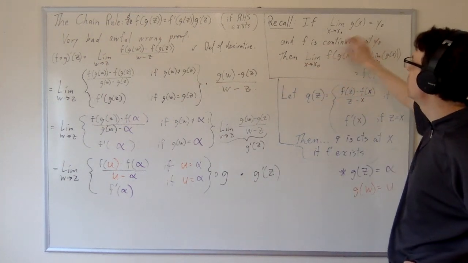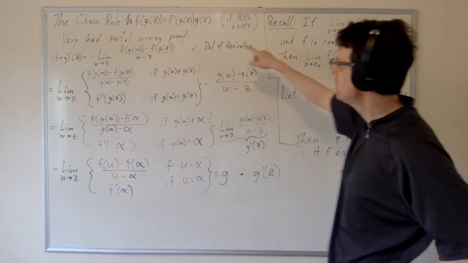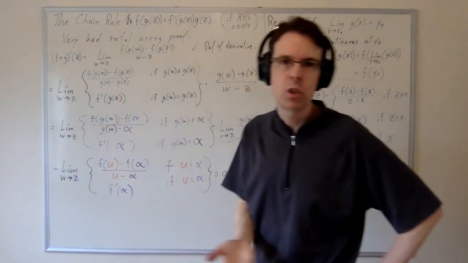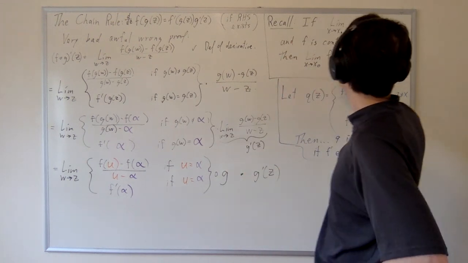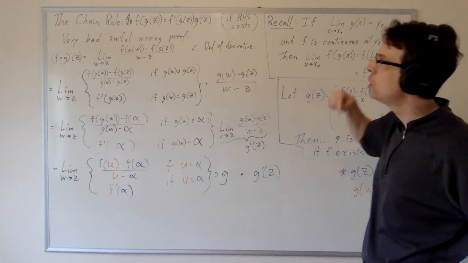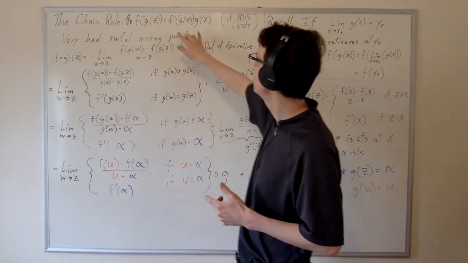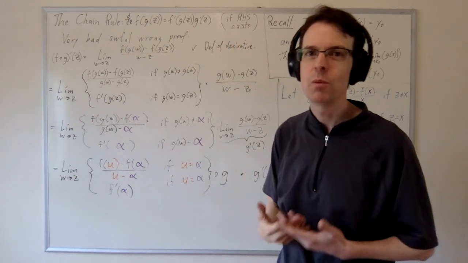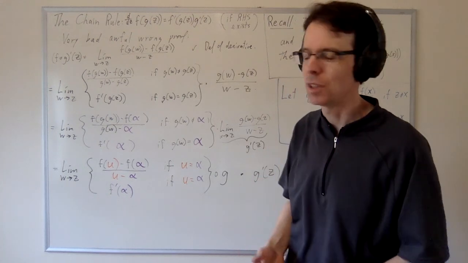So far, so good. We also need f to be continuous at that limiting value. What is the limiting value of g as w approaches z? Of course, it's g of z by continuity. So is f continuous at g of z? Well, I don't know. Did we assume it? Yes, we did. Implicitly, we assumed it here because f prime of g of z is assumed to exist. And if f is differentiable at g of z, then f is continuous at g of z.